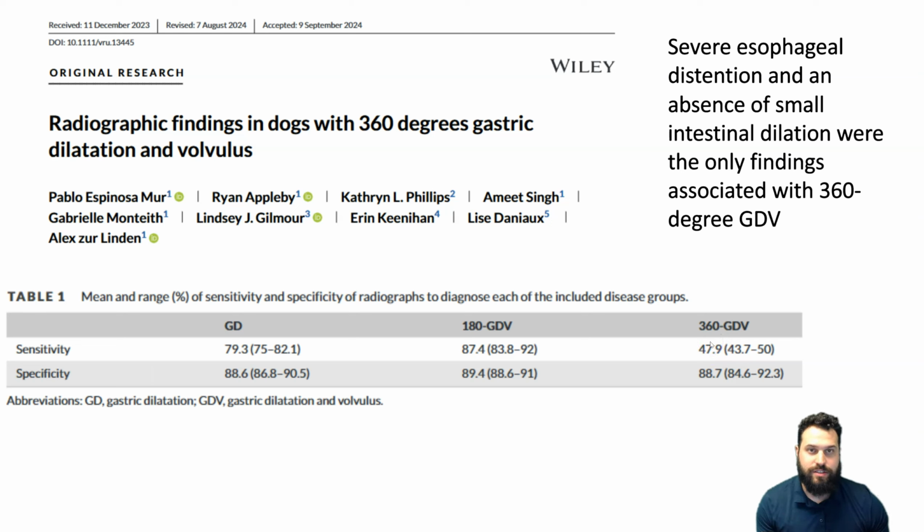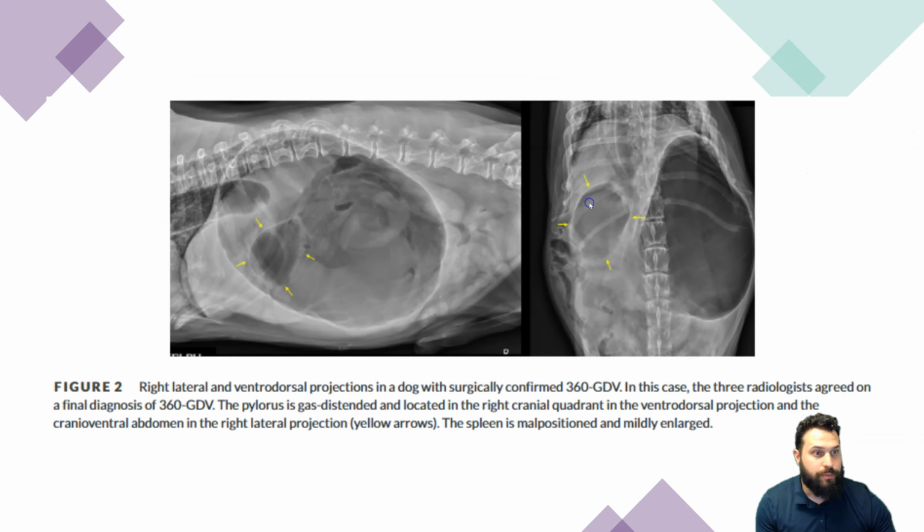But when we looked at the cases as a whole, what we were able to pull out is that severe esophageal distension and an absence of small intestinal distension were the only features associated with 360-degree GDVs. So now when I'm looking at cases that have an unexplained gastric distension, I'm looking for those other features to try and tell me whether or not this is actually 360-degree rotated. Because if that's 360-degree rotated, obviously that's a very different outcome than a patient that just has a general bloat or a food bloat.